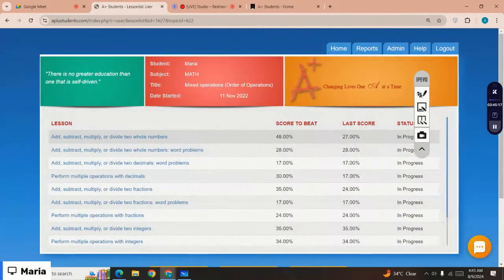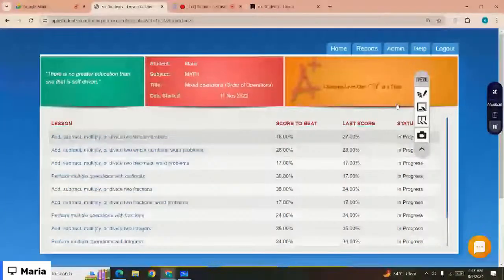Okay, so we were working on grade 6 math. The chapter we were working on is mixed operations. The lessons we have covered today are add, subtract, multiply, or divide two whole numbers, the operations with decimals, and add, subtract, multiply, or divide fractions, right? So please make sure.